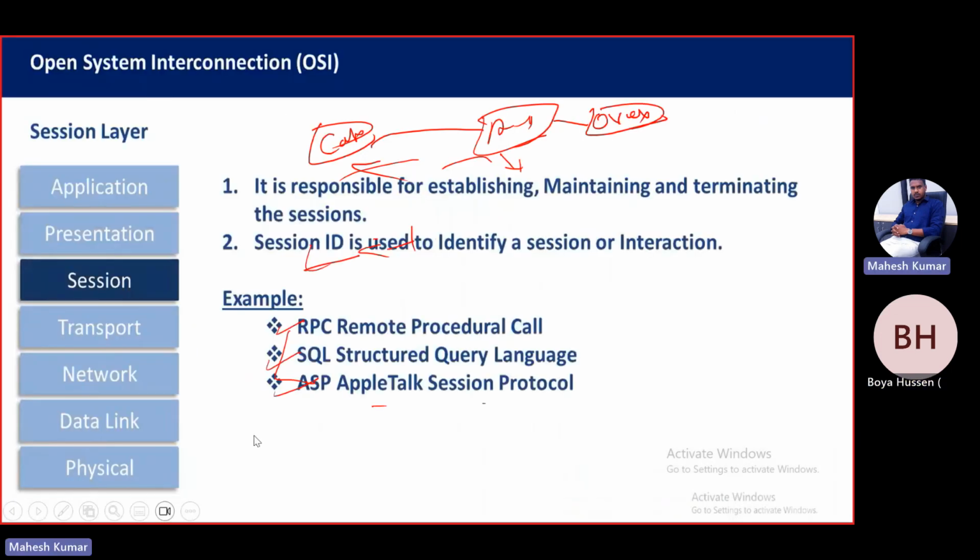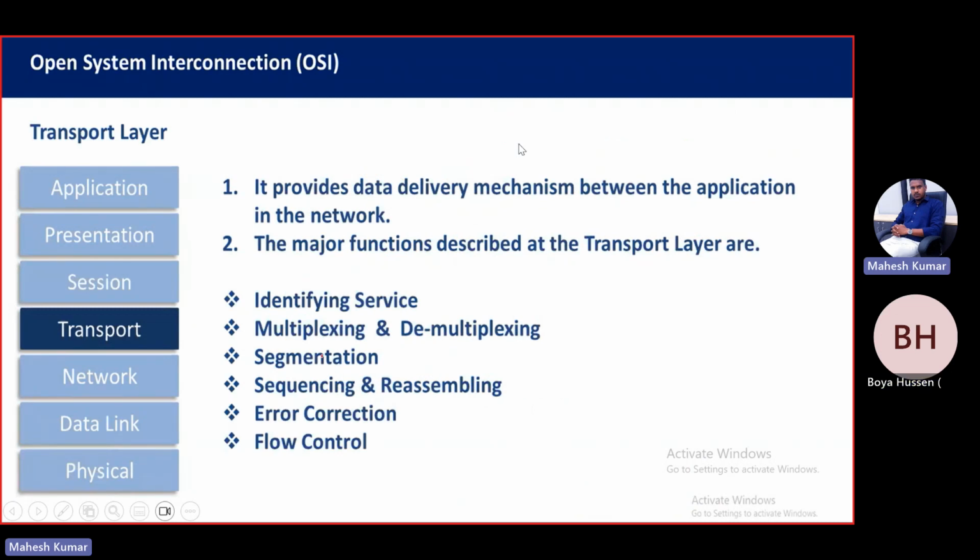Later, the transport layer provides the data delivery mechanism. This transport layer has a huge responsibility. It provides a data delivery mechanism between the application and the network. The major functions described at the transport layer are identifying the service, which means what kind of service it is, multiplexing and demultiplexing, segmentation, sequencing and reassembling, error correction, and flow control.